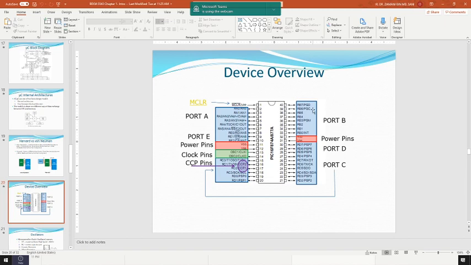Over here, look at the first pin here. This is what they call master clear. Master clear is the pin used to reset the PIC. For example, if your PIC hangs while executing your program, you can reset the PIC by giving a low signal here.